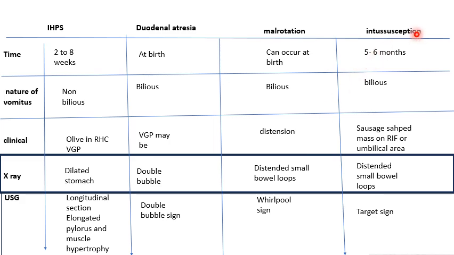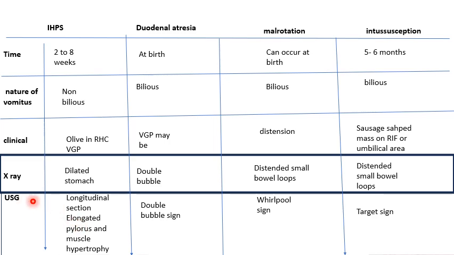In an intussusception, your clinical finding will be a sausage-shaped mass very close to the umbilicus or in the right iliac fossa. Our area of interest today was the imaging part, that too the ultrasound. X-ray will show a dilated stomach, a double bubble, distended bowel loops, and again distended bowel loops. But look at your ultrasound. In imaging, ultrasound has specific features.